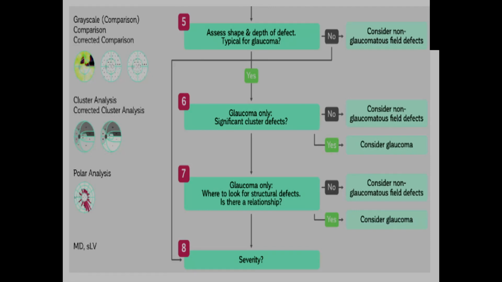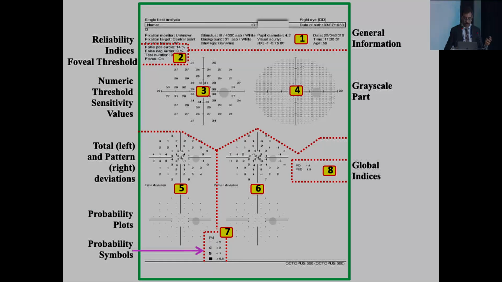Then if it is only the glaucoma defect, you see whether it structurally correlates with the defect that is there. You look at the polar graph. The polar and the cluster graphs are available only in the Octopus visual fields. Then of course you look at the severity of the disease.